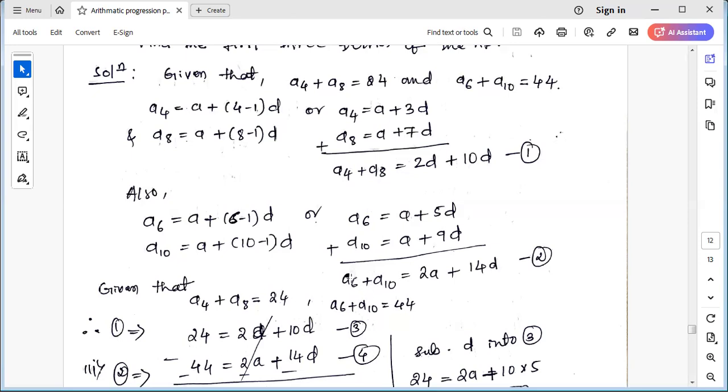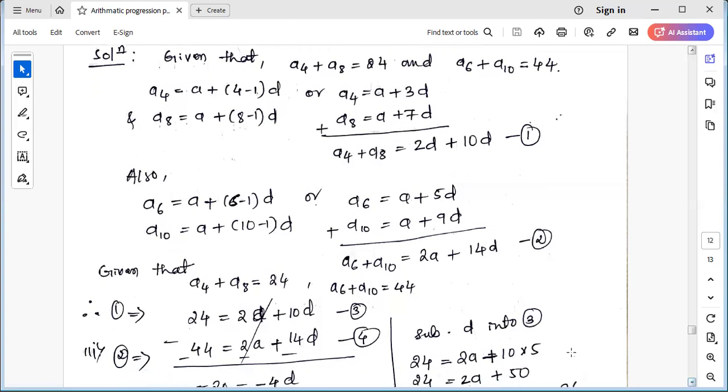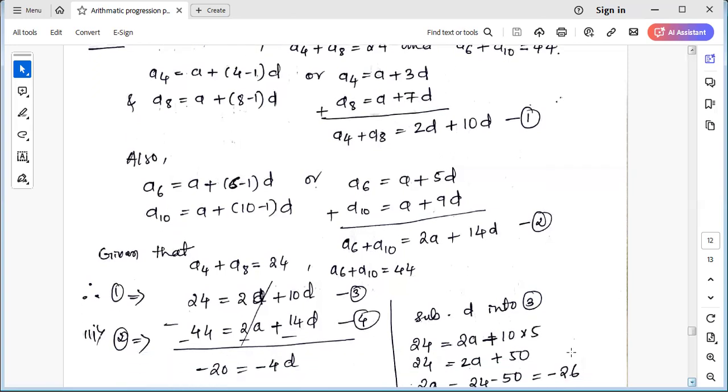Similarly, equation 2 becomes, here A6 plus A10 is there in equation 2 on the LHS side, but A6 plus A10 is equal to 44, which is given. So you write equation 2 as 44 is equal to, on the LHS side, 2A plus 14D. So now these are the two equations, and we have to solve these equations 3 and 4 in this way. So here you subtract.